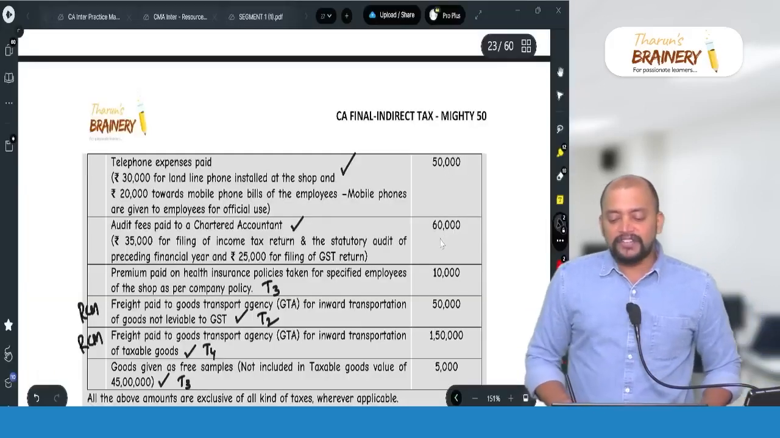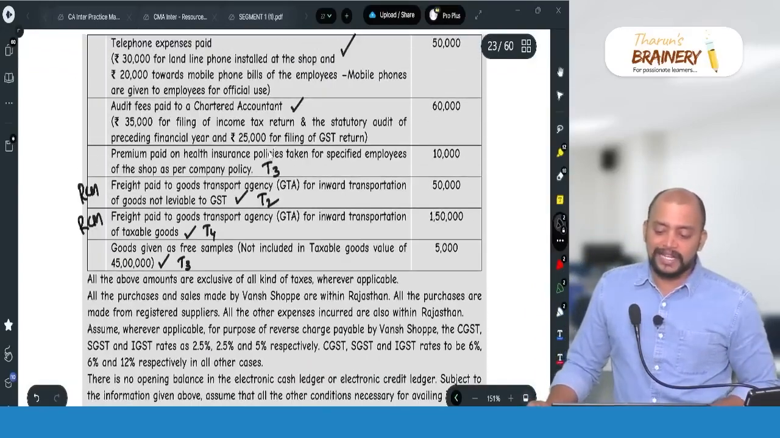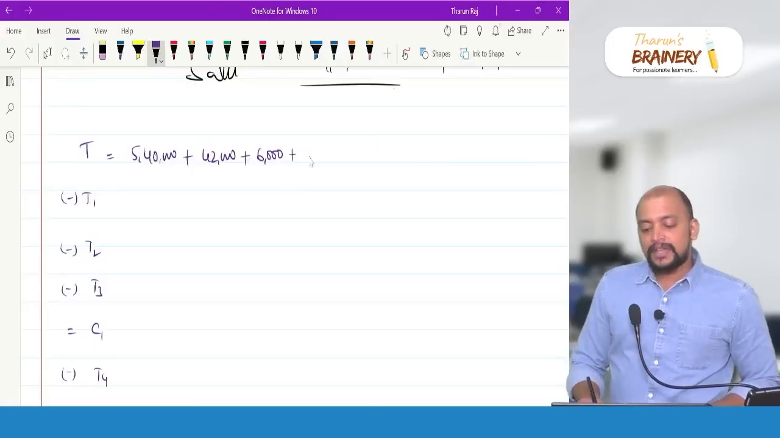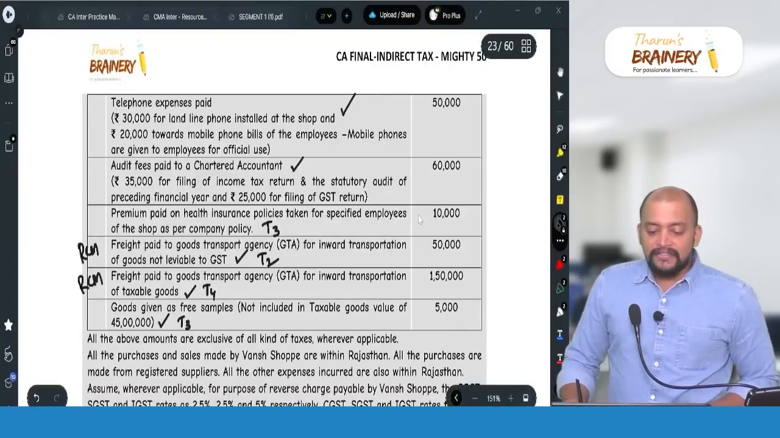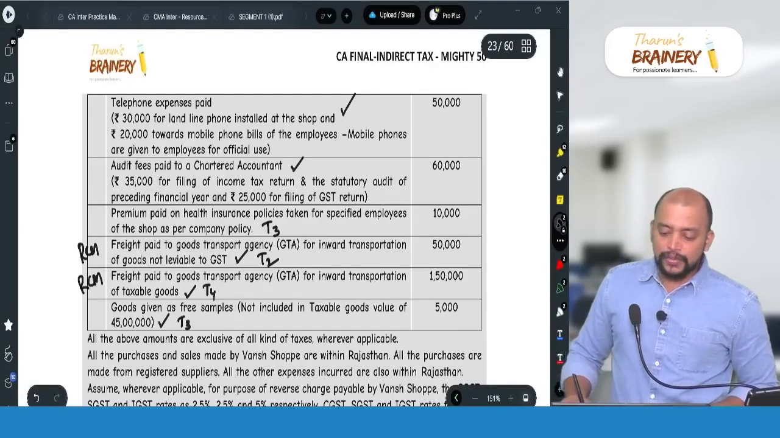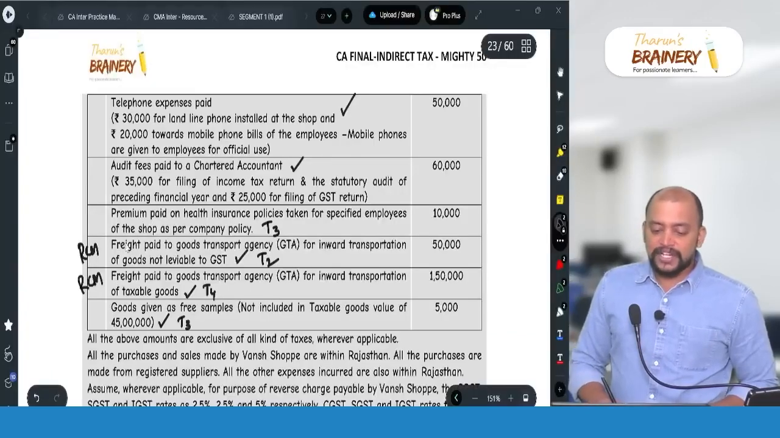Then audit fees 60,000. We have only one rate. We don't have any other rate. That's why we are taking 12%. So 60,000 into 12%, 7,200. And then premium paid on health insurance. We first pay GST. Definitely we pay GST. 10,000 into 12%, 1,200. And GTA service. GTA service we need to pay under RCM.